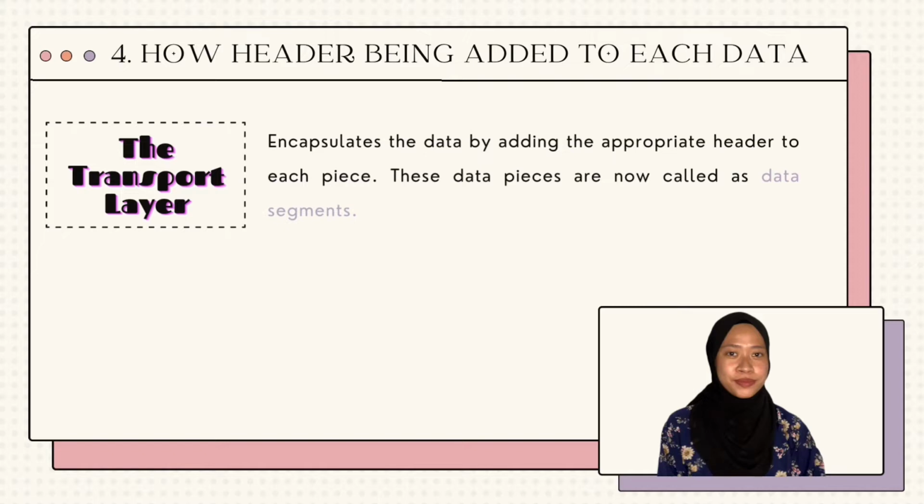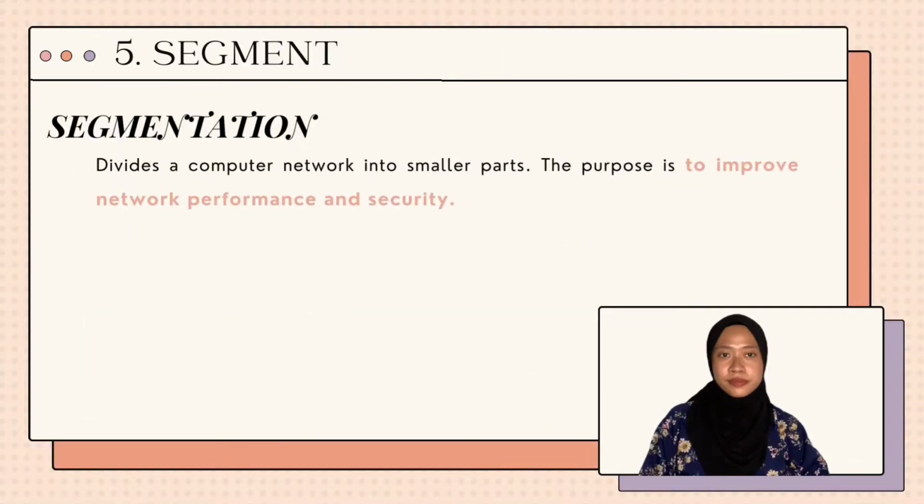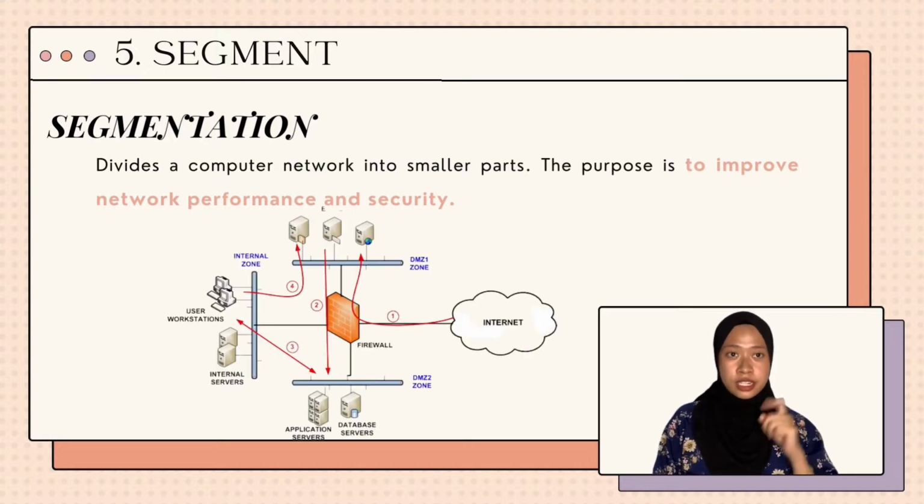Then, how is a header added to each data? The transport layer encapsulates the data by adding the appropriate header to each piece. These data pieces are now called data segments. The fifth question is please explain about segment. Segmentation divides a computer network into smaller parts. The purpose is to improve network performance and security.